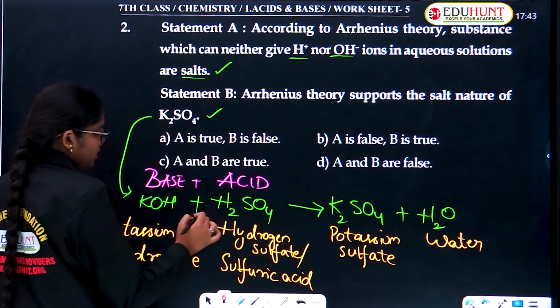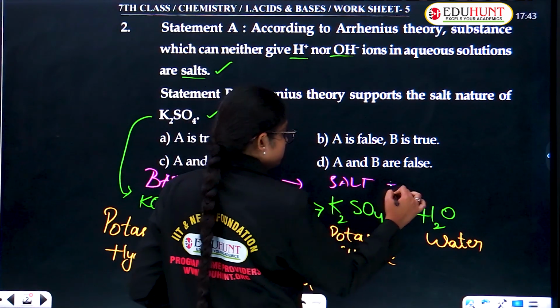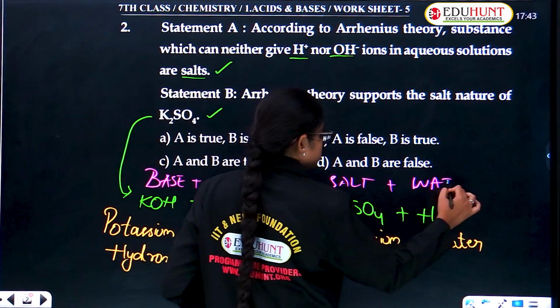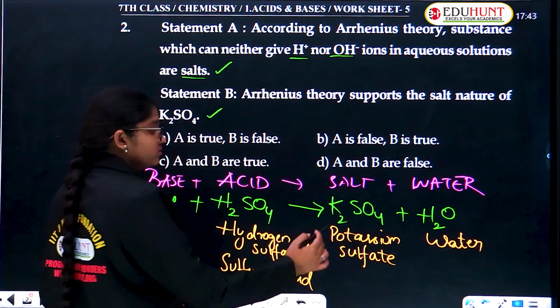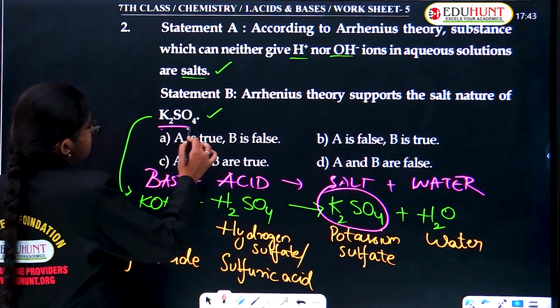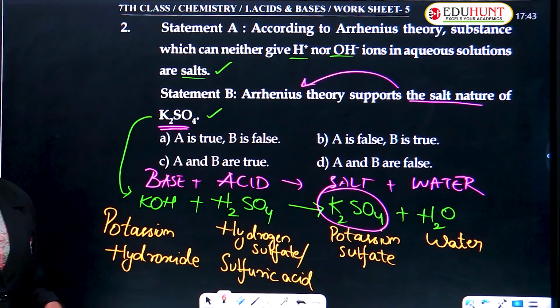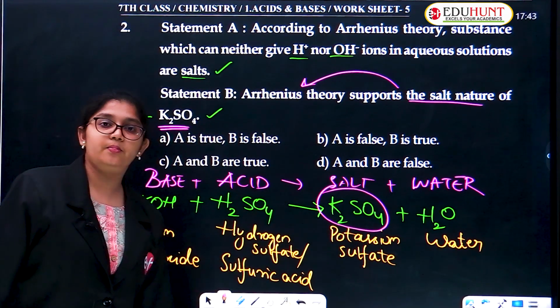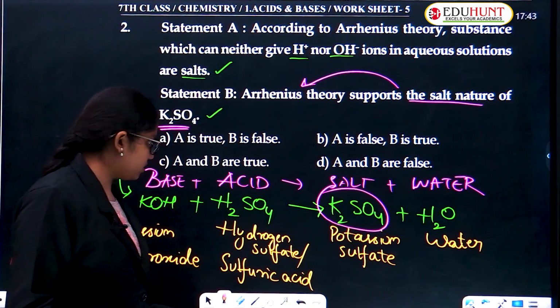When both react, they give rise to K2SO4, a salt, and H2O, water. Is it accepting or not? Is it supporting the salt nature or not? So absolutely K2SO4 is supporting the salt nature according to Arrhenius theory. This is a different concept also, children. So I say A and B both are true.